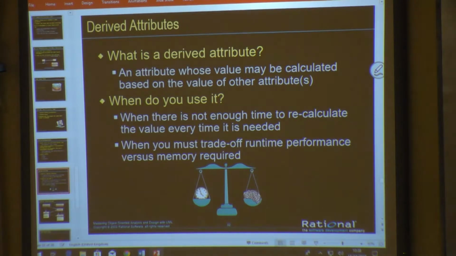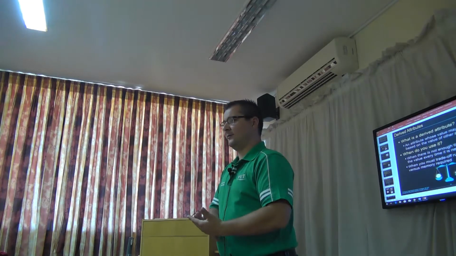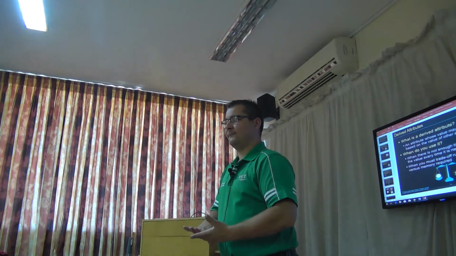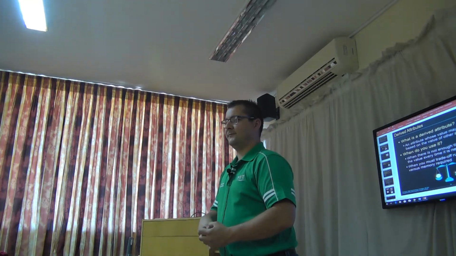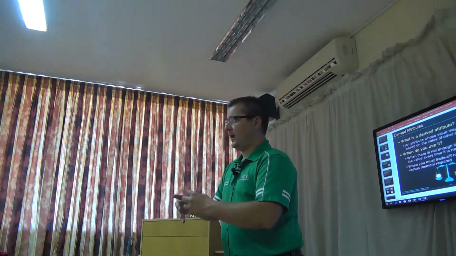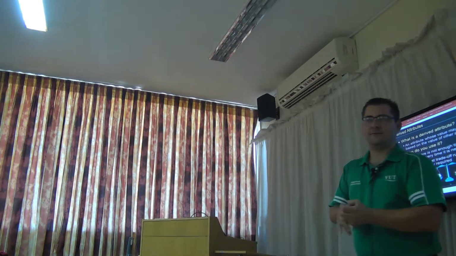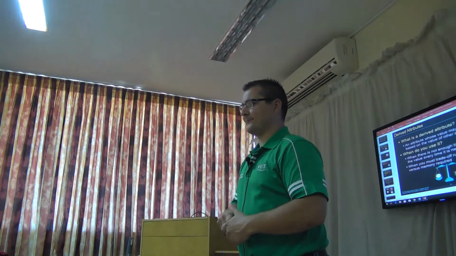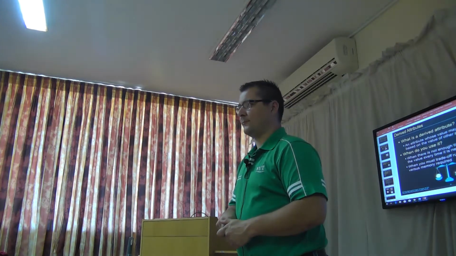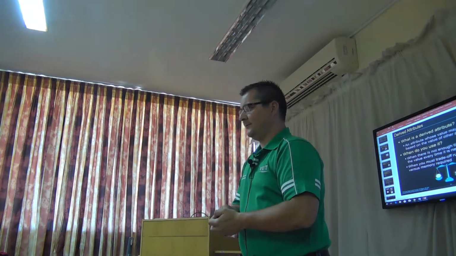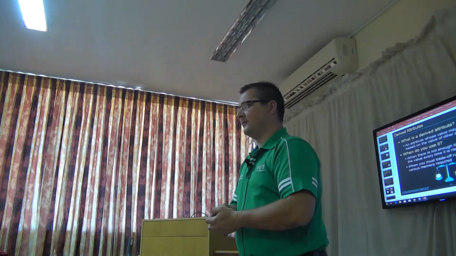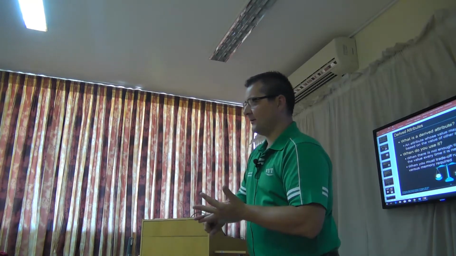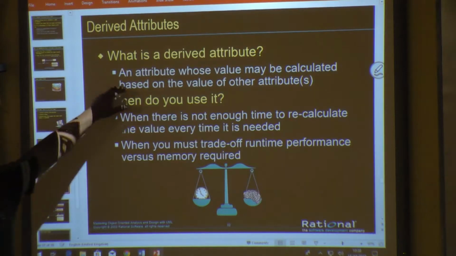Then there's quickly a matter where they talk about derived attributes. What is a derived attribute? What is an example of a derived attribute? How old are you? Is your age a derived attribute? Can your age be calculated? Yes. Based on what? Your date of birth and the current date. So, in that case, it is a derived attribute.